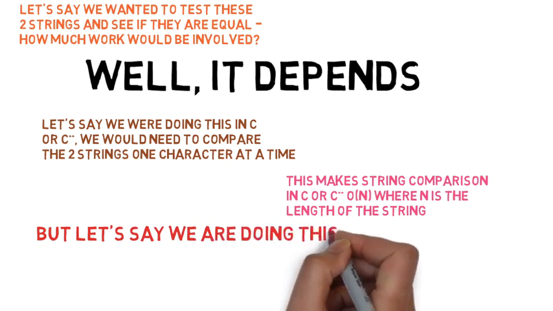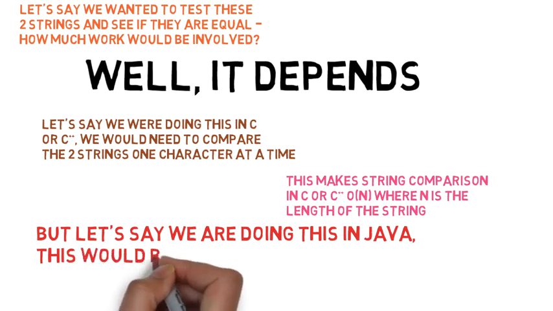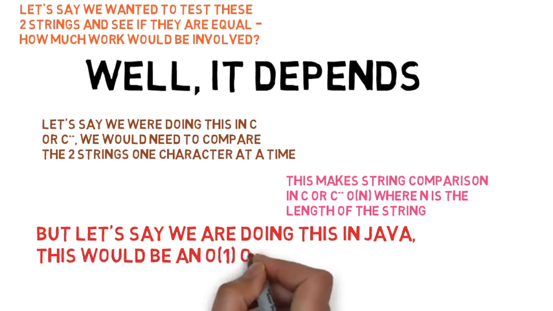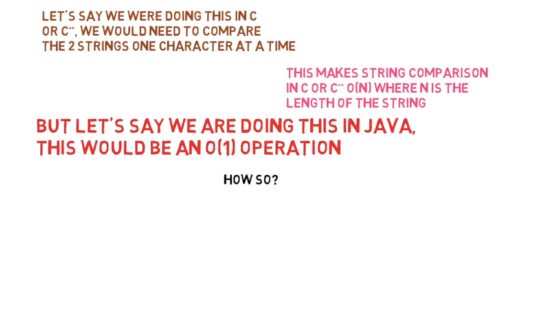But let's say we're doing this in Java instead. The cool thing about doing it in Java is that it would be an order of one operation. We actually don't need to check every character in a string. Just one check will be able to compare whether the strings are equal. We'll talk about why that's the case.